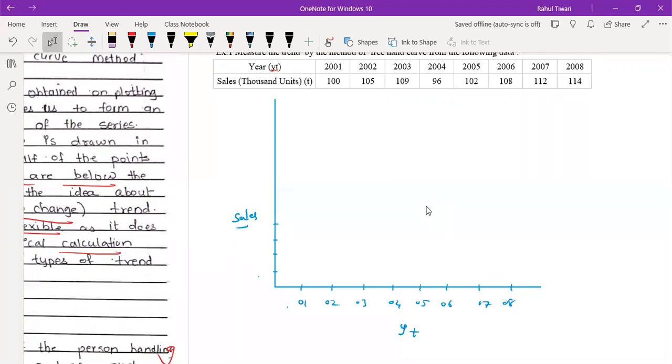Let's consider 95, 98, 101, 104, 107, 111, 118. Yeah, just consider like this. Just make measurements properly. And then 117. Now you plot, like at 2001, there is 100 production. So it will be 101, so approximately 100 would be here. Okay, so just plot the points. When you do the proper measurements, you can plot it properly.